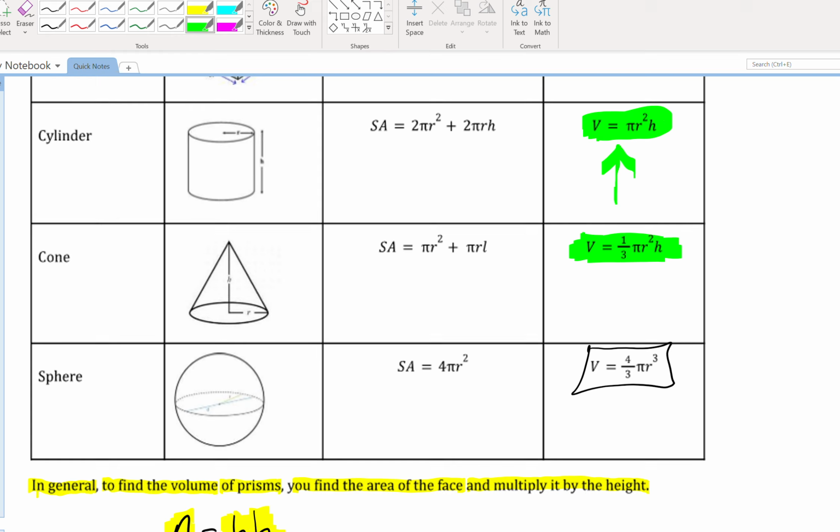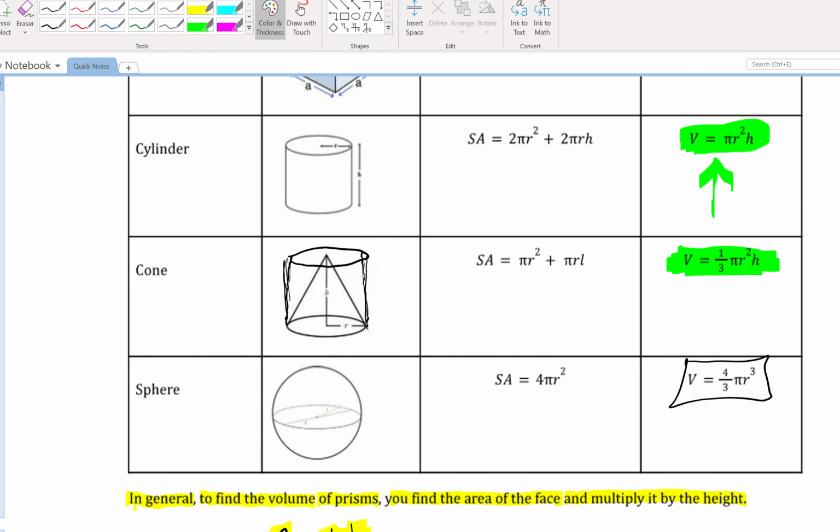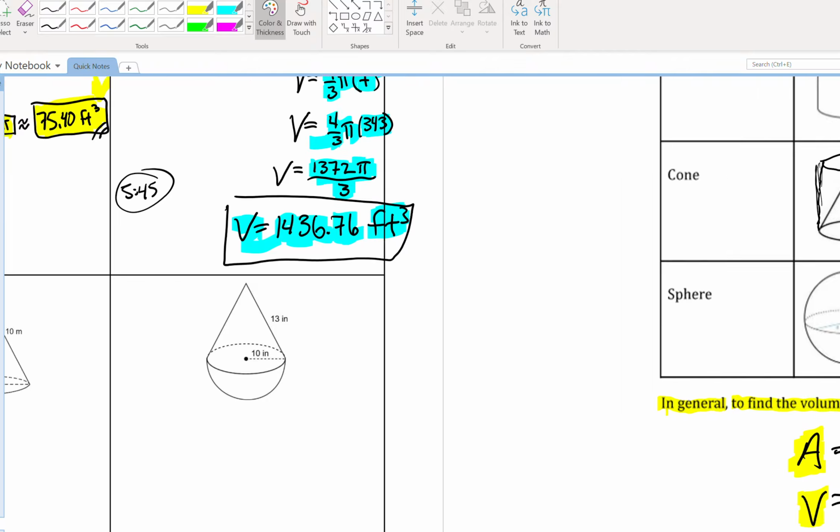So if you had a cylinder that had that same height as this cone, that cylinder would have 3 times the volume as the cone, or the cone would have 1/3 the volume of that cylinder. So they're kind of interesting. So 1/3 pi r squared h.